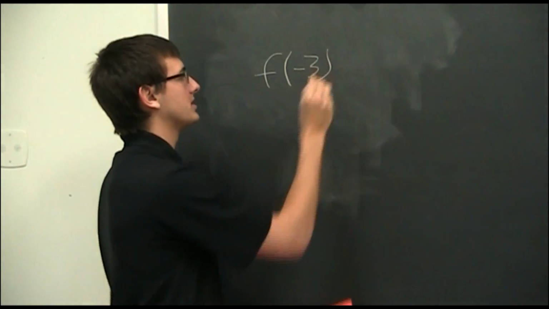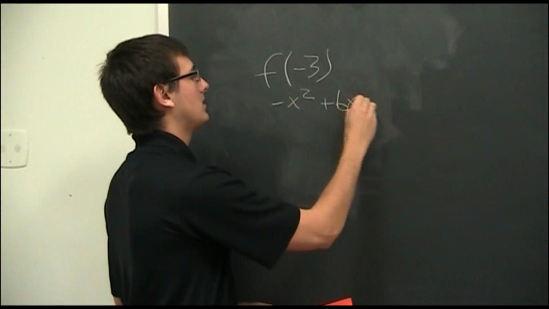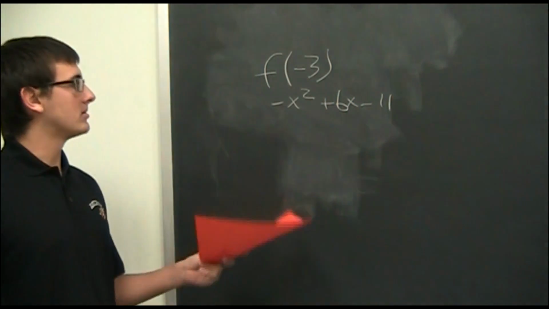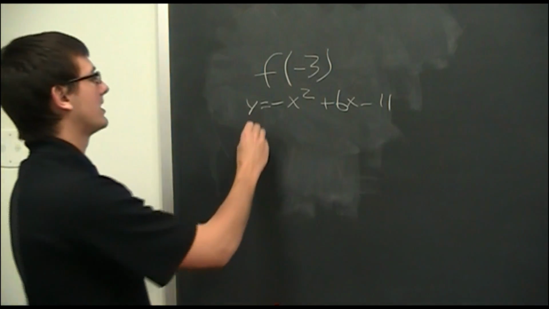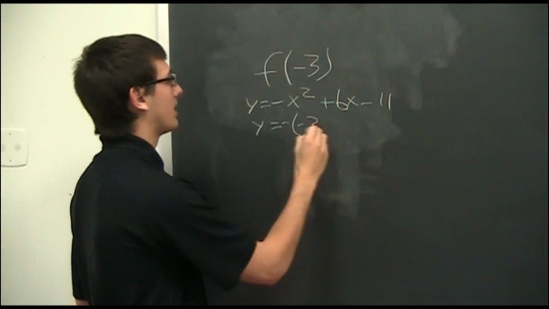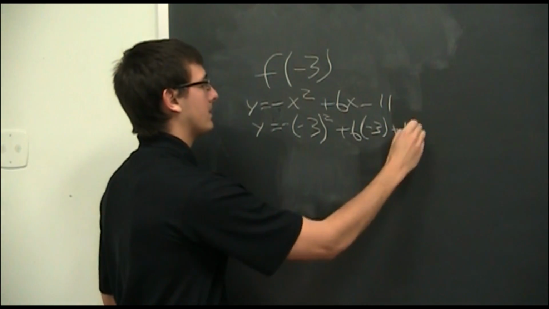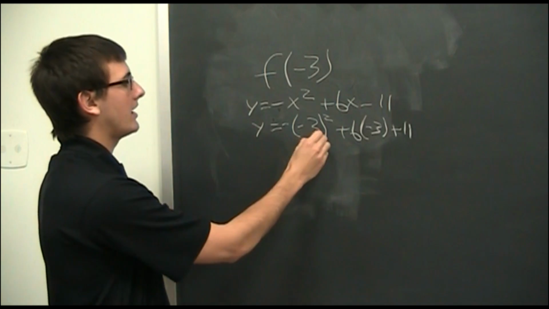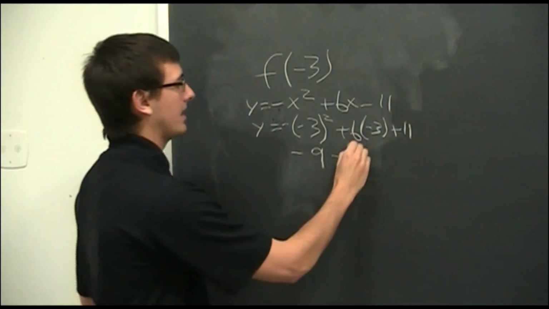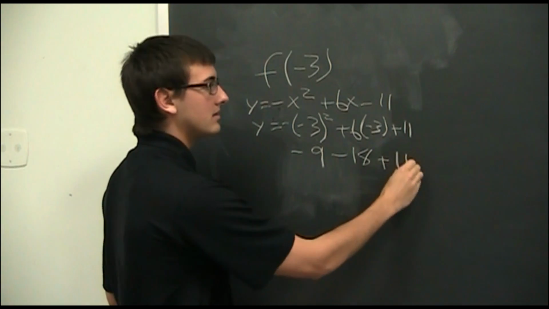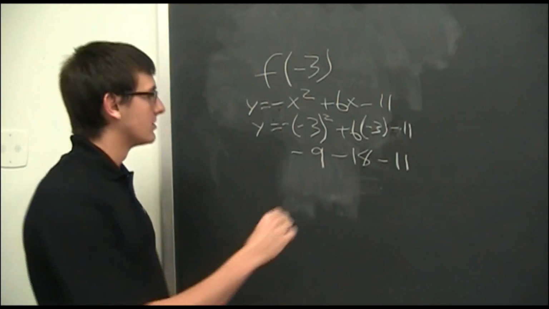The second function problem is f of negative 3, looking at the function negative x squared plus 6x minus 11. And we can just look at this as y equals negative x squared plus 6x minus 11. And when it says f of negative 3, that simply means plug the negative 3 in. So you've got to remember the negative from the original function. And so you have negative 3 squared, which is actually 9, but you have to remember the negative sign, so that would be negative 9. And then plus 6 times negative 3 is simply minus 18. And then minus 11, and that's from the original function. That equals negative 38.